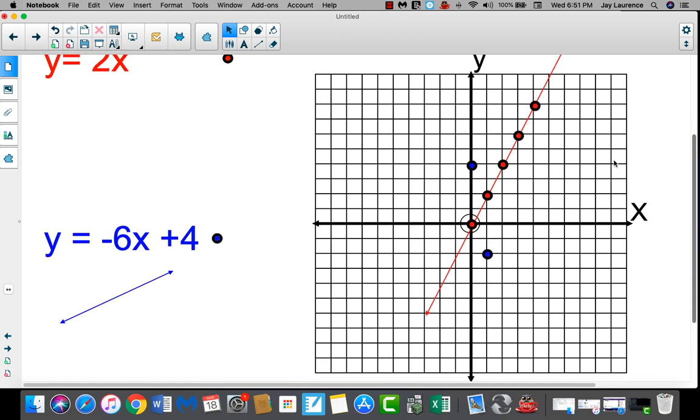Okay. So let me get one more point on there. So I'm going to go down 6, 1, 2, 3, 4, 5, 6, and then over 1. Uh-oh, I don't like this one as much. Look at what's going to happen here. Okay, I'm going to put that right there. I'm going to bring that down to here.